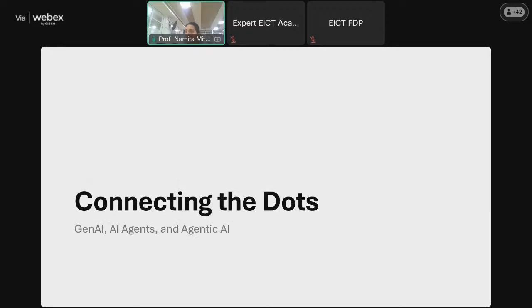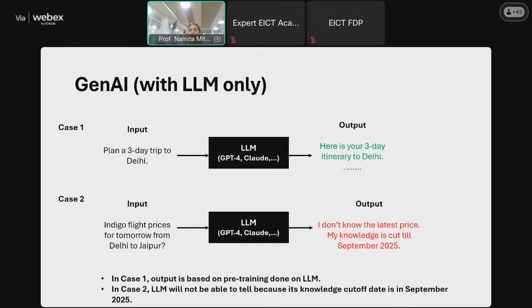Now, I'll connect all these three: agentic AI, AI agents, and agentic generative AI. So, if I say input, plan a 3-day trip to Delhi. Of course, this input or prompt will be sent to LLM, and it will be done. Here is your 3-day itinerary to Delhi, Pune, or Maharashtra, whatever. So it is easy. LLM can be GPT-4, Claude, Gemini, whatever you want to choose. So in general, we say it's LLM.